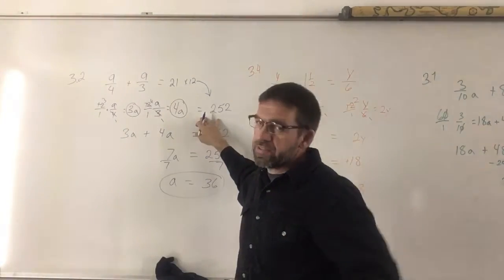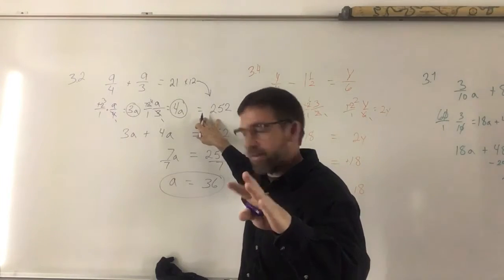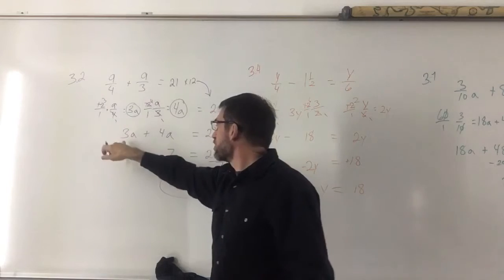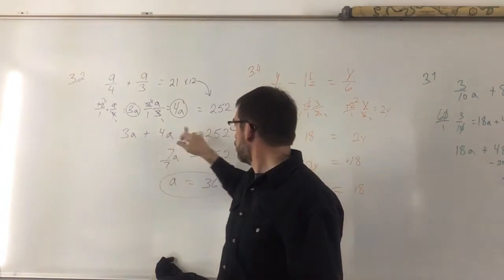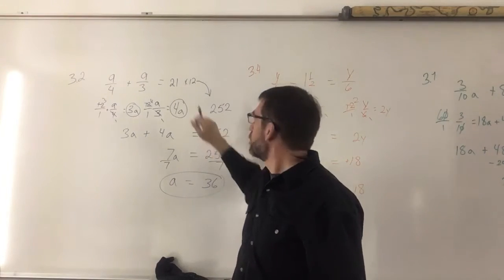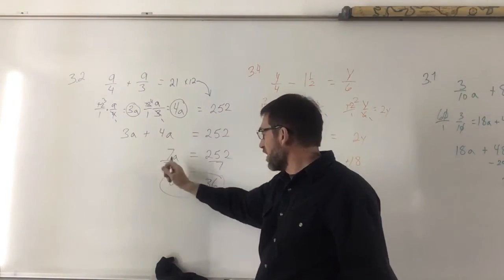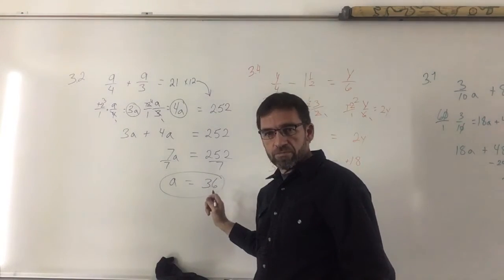Okay? So that's a little fact you need to retain. So now, instead of having these fractions, I have got it down to 3a plus 4a equals 252. You see? So 3a plus 4a is simple, that's 7a. I divided by 7, and a equals 36.